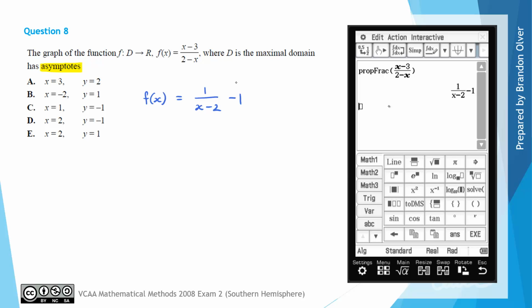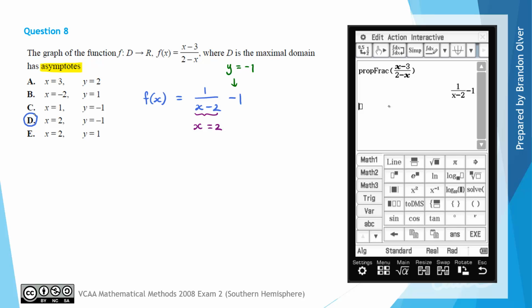So this negative 1 here would give us an asymptote at y equals negative 1. And the denominator here, when it equals 0, which is when x equals 2, we'll get another asymptote. So that actually means that x equals 2, y equals negative 1 is the answer. So D is the correct option for this question.